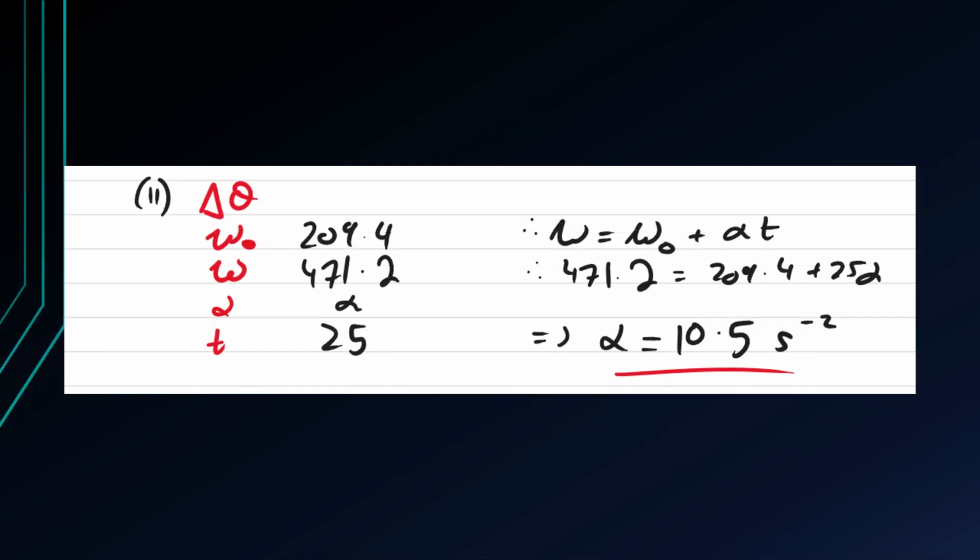The second part of the question asks us for angular acceleration. So we're given, again, omega naught, omega, alpha, and t. So omega equals omega naught plus alpha t again. So 471.2 is 209.4 plus 25 alpha. So simplifying everything down, we get alpha is 10.5 per second squared.